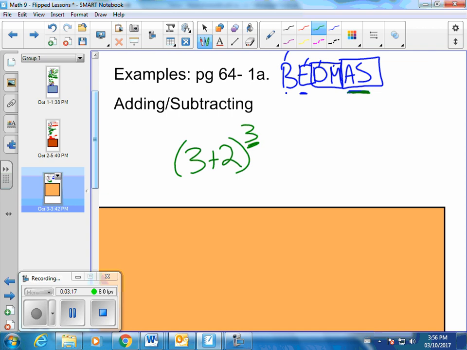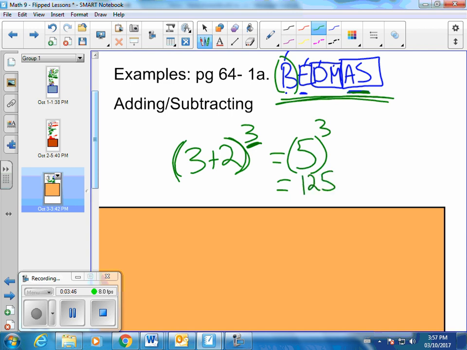Don't overthink it. Follow the rules that we set out before. We have to solve whatever operation is in the brackets first. So we look at this as almost two separate equations. We have our bracket and then we have our exponent. So the first thing I have to do is solve my brackets. So this winds up becoming 5 inside the bracket cubed. Okay. 5 times 5 is 25 times 5 equals 125.